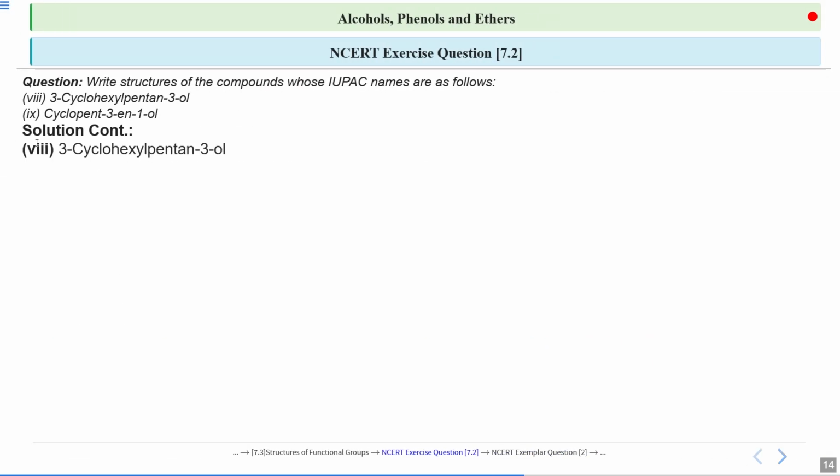Then comes the eighth compound, 3-cyclohexyl pentane 3-ol. Pentane means a 5-carbon chain with cyclohexyl present at the third carbon. Cyclohexyl means C6H11. And also the 3-ol: 3-ol means the alcohol group, the OH group, is attached again at the third carbon.